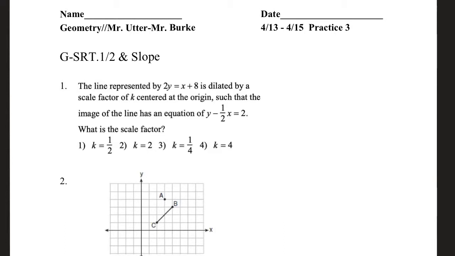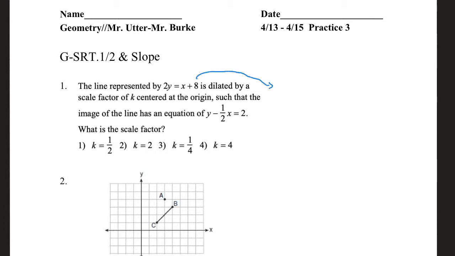Number 1, we have this line represented by this equation. It's being dilated by a scale factor of k, we don't know what it is yet, centered at the origin. And its image is represented by this equation right here. It wants to know, simply, what's the scale factor? Well, the first thing I need to do is put these into y equals mx plus b form. So let's do that really fast.